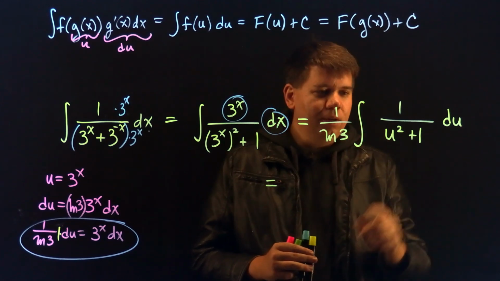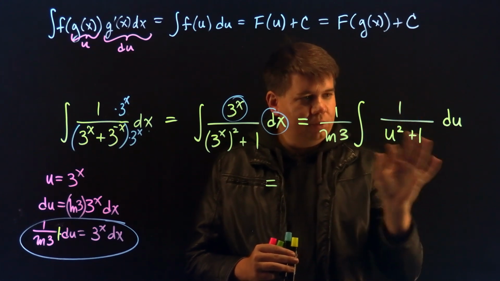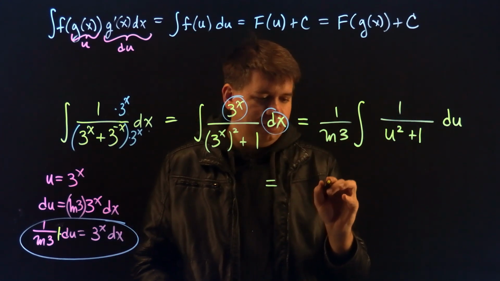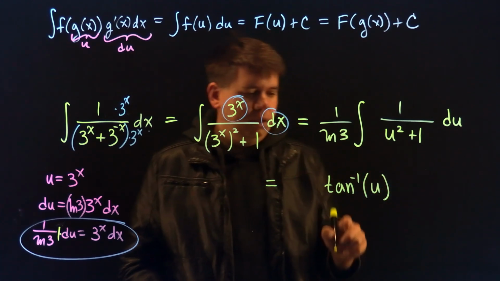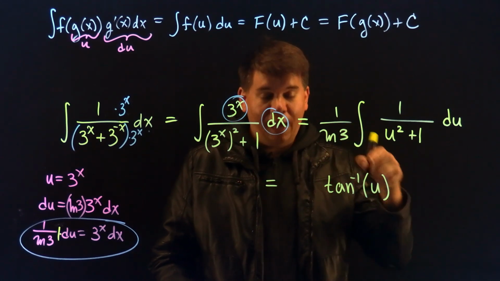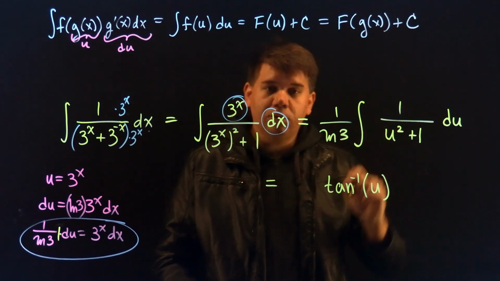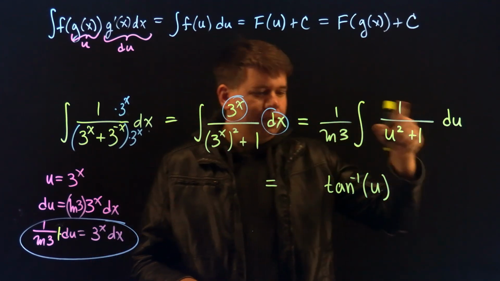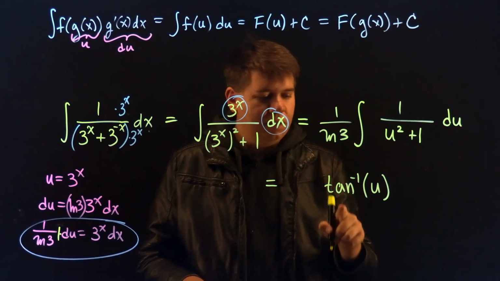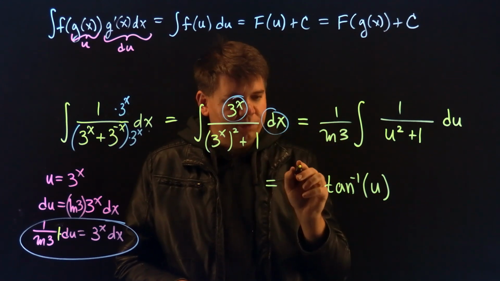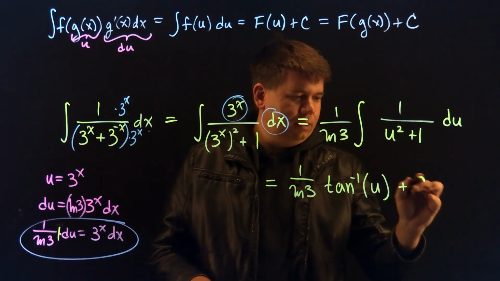So you have to think back now, but this is a derivative of a special function. This is just the derivative of tangent inverse, or arctangent of u. The derivative of arctangent of x is 1 over x squared plus 1. The derivative of arctangent of u is 1 over u squared plus 1. So this antiderivative is just tangent inverse, or arctangent of u, the inverse function that corresponds to tangent. And then I have this constant up front, 1 over ln of 3. And of course, plus c at the end.